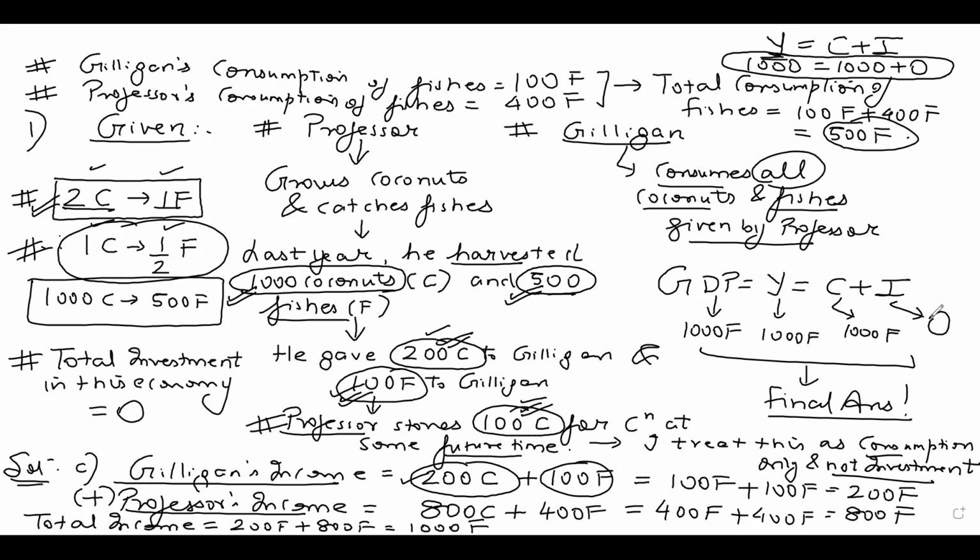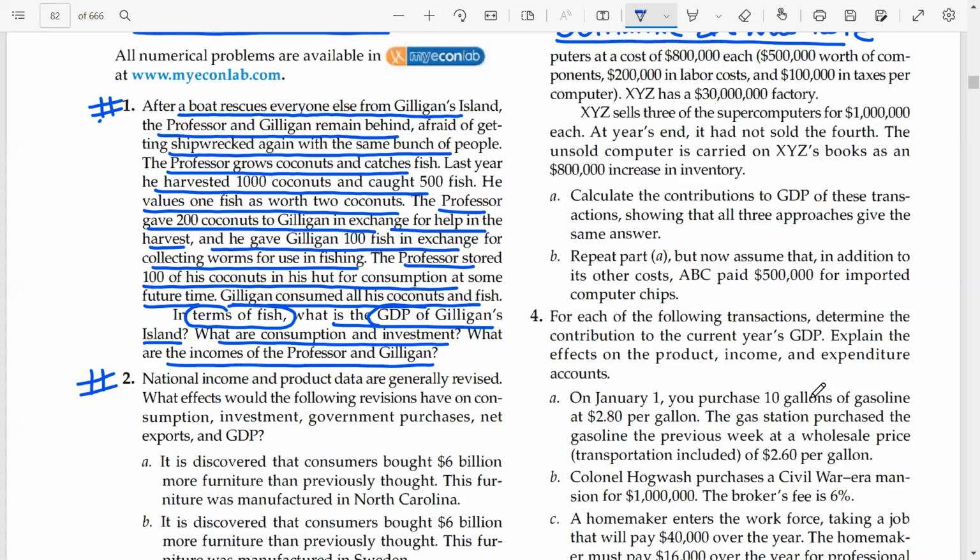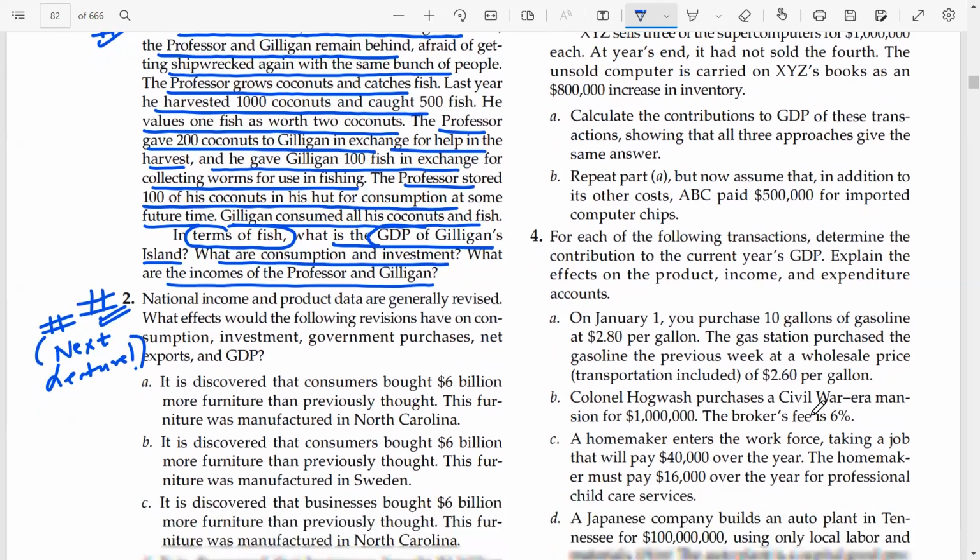So hoping all students have understood this numerical. This is where I intend to stop in this particular lecture. The objective was to take up problem 1. Although I plan to take problem 2 for discussion, I will be postponing it to the next lecture, and I will start my discussion of problem 2 then.